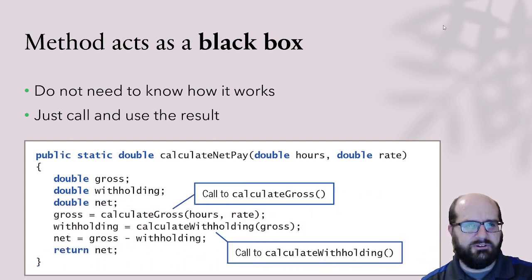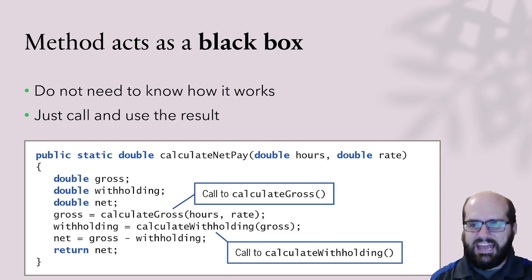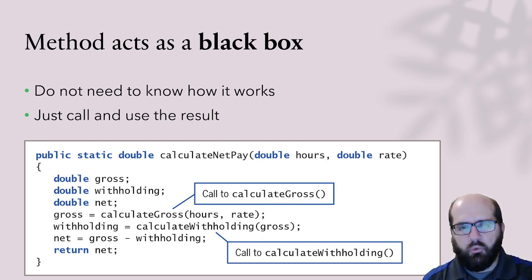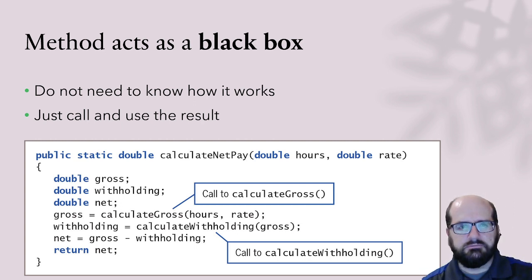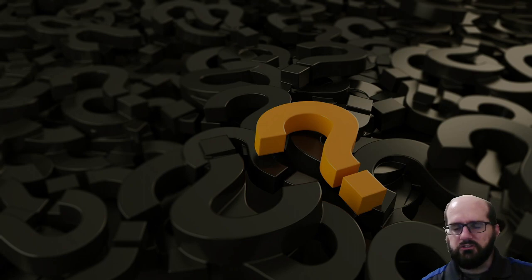All right, so our methods act as a black box. We don't need to know how it works. We just call and use the result. Once I get it to work, I can move on. It's important if I'm the coder that I comment out what I've done so later on I can reconstruct what I've done. But I really don't care what's happening. I just want to call it and use the result. We're going to stop the recording here.